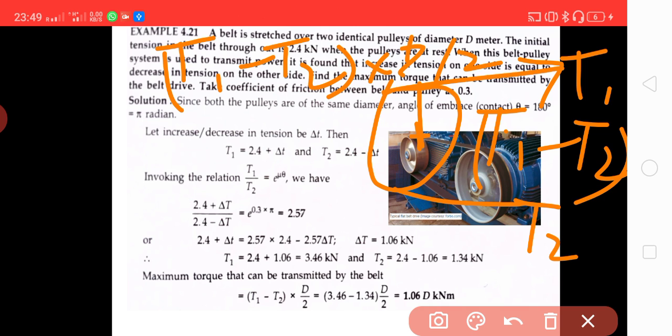Hence T1 minus T2 into d by 2, that is 3.46 minus 1.34 into d by 2, equal to 1.06 d kilonewton meter is the maximum torque that can be transferred through this system when the increase in tension in the tight side is equal to the decrease in tension in the slack side. I think this problem is clear.